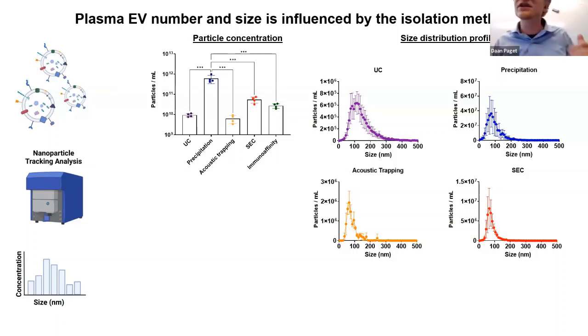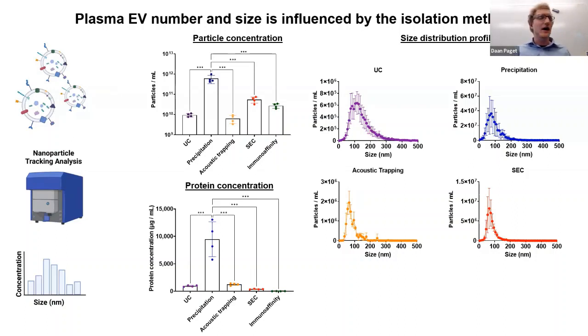Similar to what we see in the particle concentration, when we look at the protein concentration using a bicinchoninic acid assay, we see again that precipitation yields a very large particle count or protein concentration, indicating that most likely it's quite impure, or it just seems to be very efficient at isolating extracellular vesicles. But we know from other publications that it's most likely impurities that we're seeing.